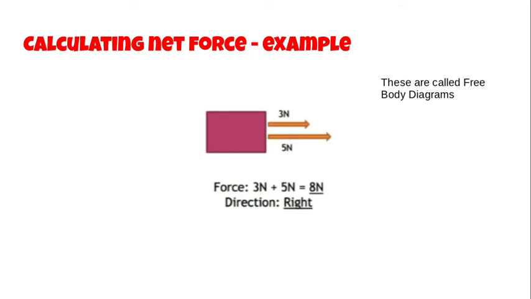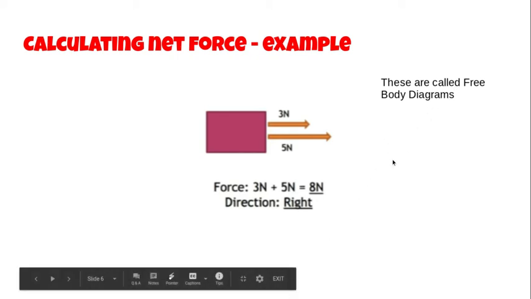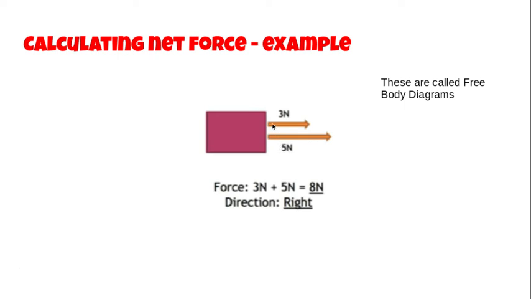So here's an example. This is an example of a free body diagram. You're going to see the object, and you're going to see the direction of the force with an arrow. And I can see that this object is being pulled with a force of 3 newtons to the right, and also has an additional force going to the right of 5 newtons. So because these two forces are in the same direction, they're both going to the right, I am going to add those numbers together to find the net force. So 3 newtons plus the 5 newtons gives me a total net force of 8 newtons.